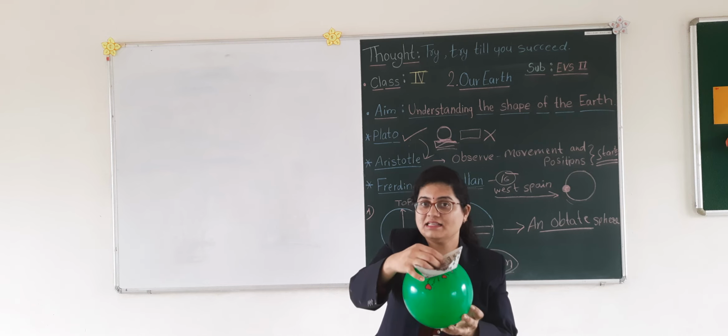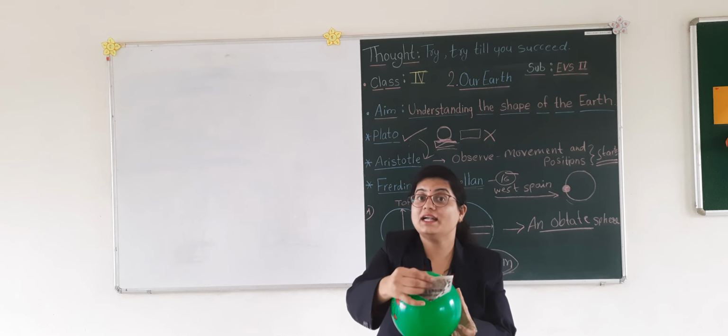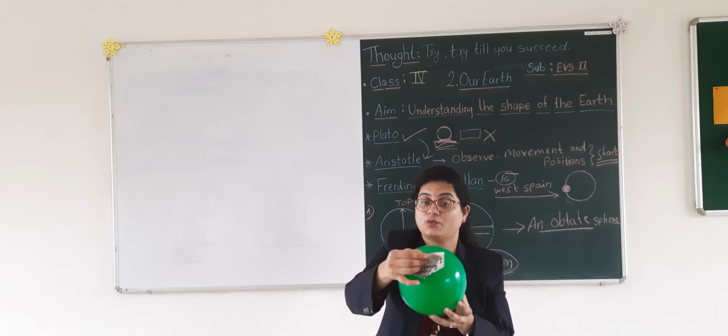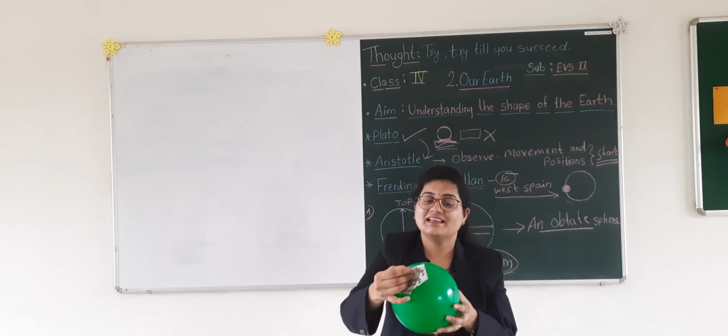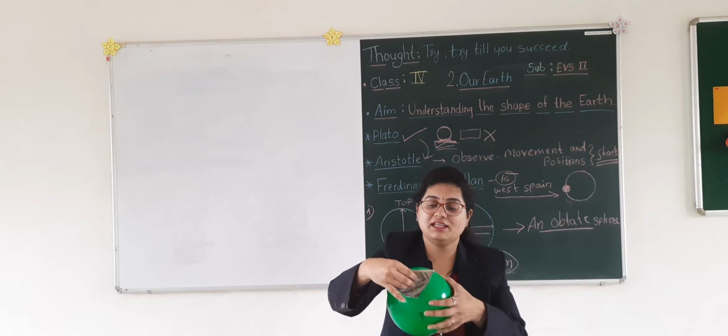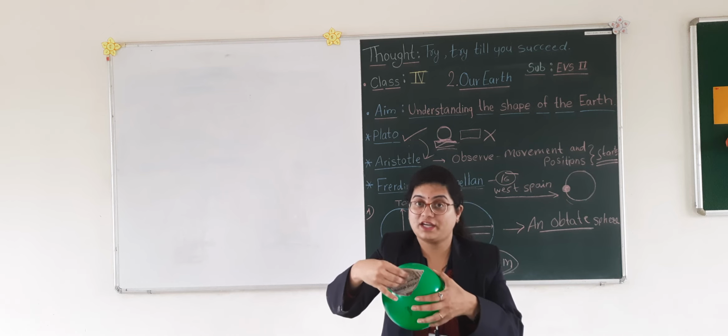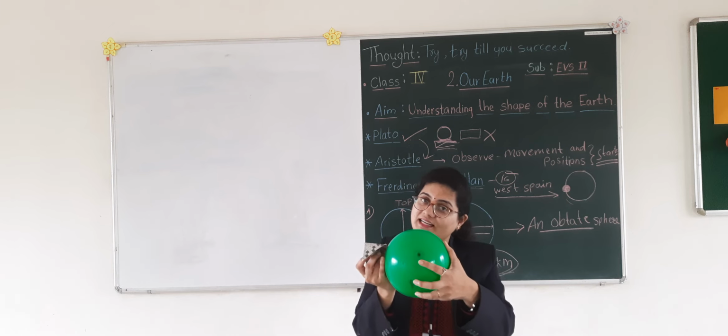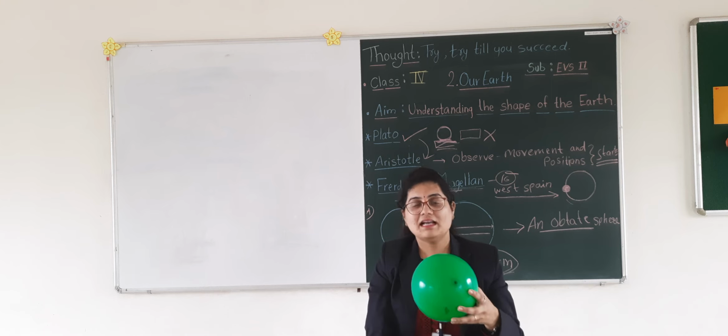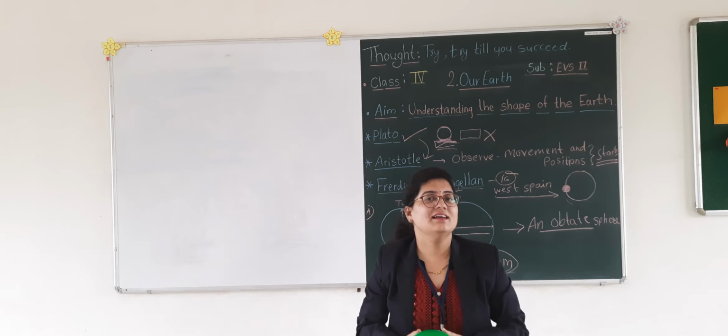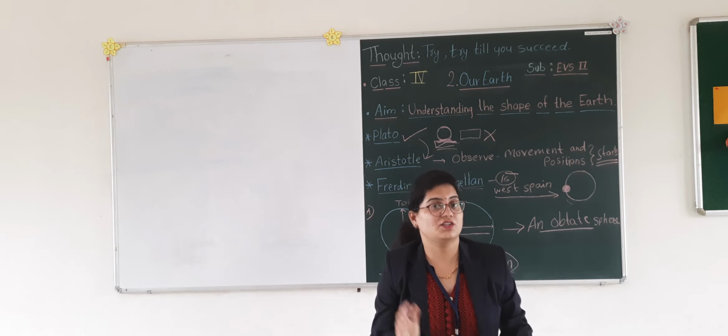If we keep sailing in one direction, then what will happen? We reach the point where we started our journey. This proves that the earth has a spherical shape.